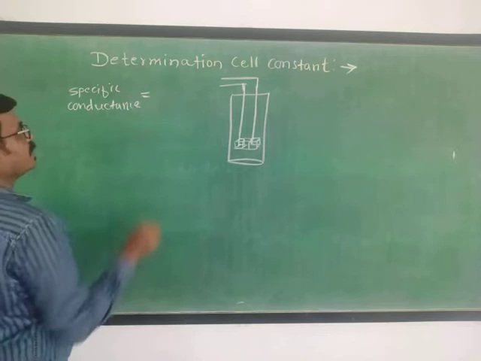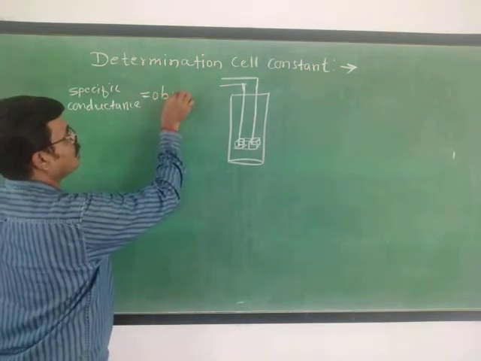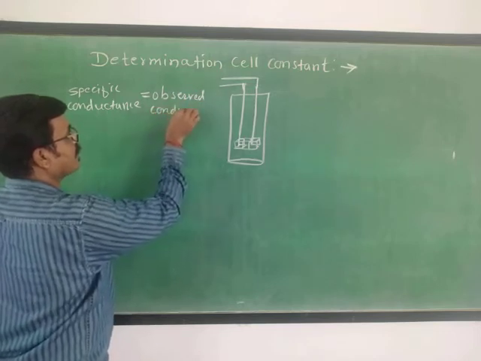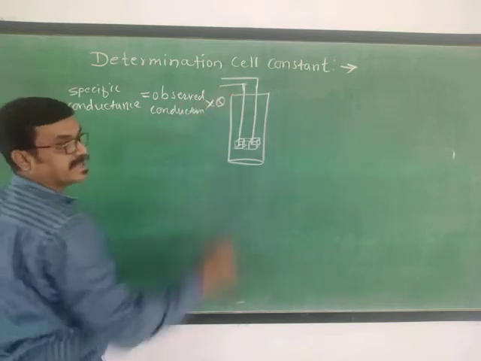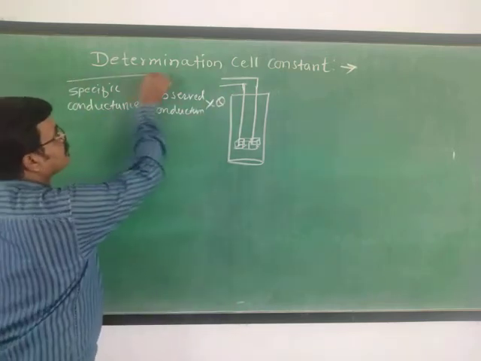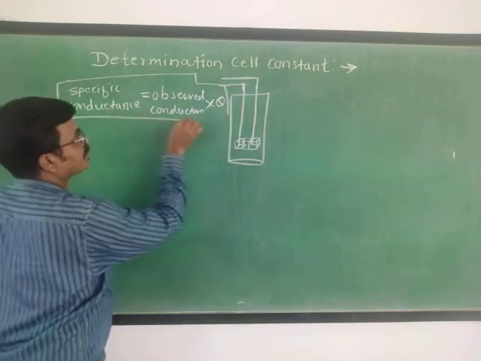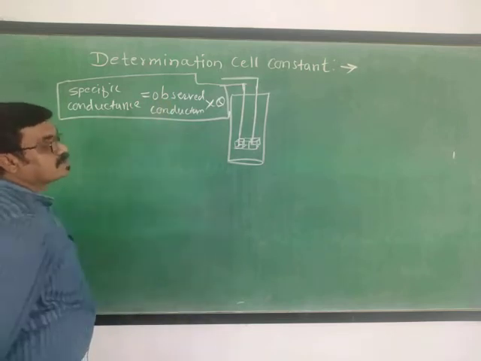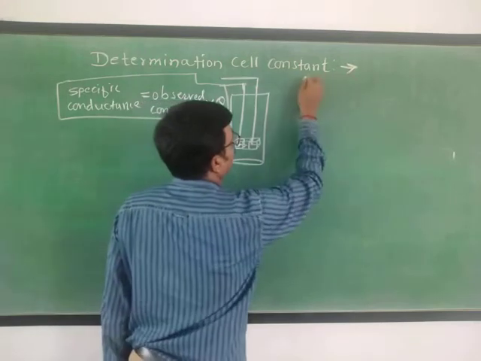Now if you want to measure the specific conductance of a solution, there is a formula. Specific conductance is equal to observed conductance into cell constant, that is theta. It means if you want to measure the specific conductance of any solution, you must know the observed conductance of that solution as well as theta, that is the cell constant.